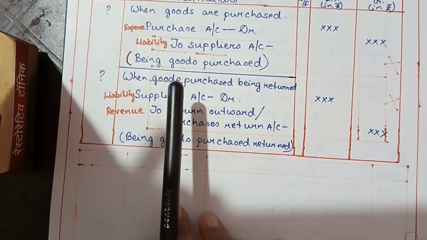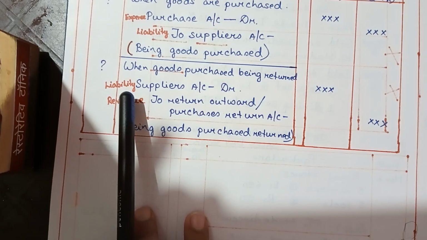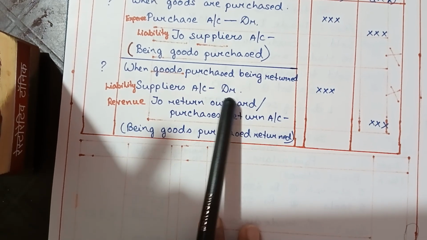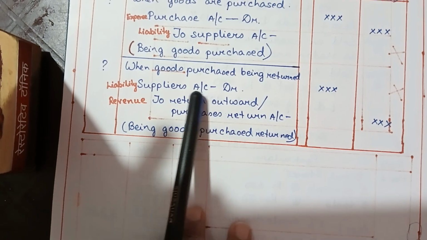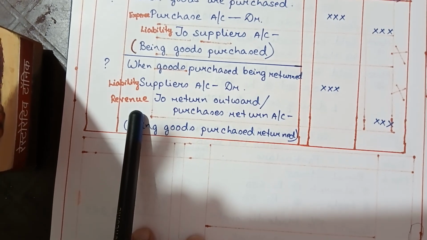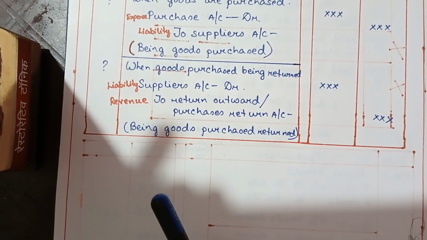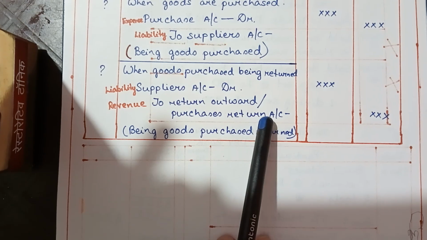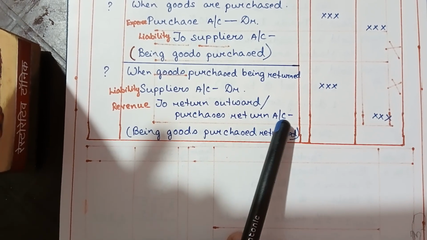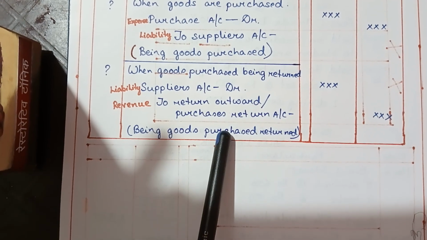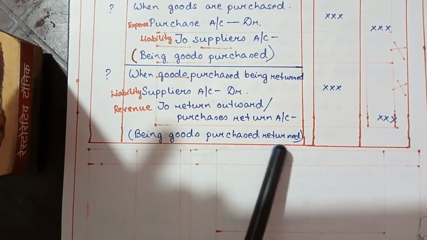And when goods purchased are returned, you see, suppliers liability goes down, so it should be debited, to return outward or purchase return account, because at that time it becomes a revenue for the business. The business will earn revenue against the goods returned from the business. So when revenue increases, it should be credited. So, to return outward or purchase return account, being goods purchased returned.